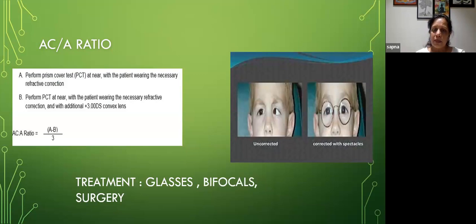And for the bifocal segment, when we give bifocals in the elderly, the lower segment is 30% and the upper segment is 70%. But here it is reversed. The lower segment will be 60% or even 70%, and the upper segment will be 30 or 40%. And we give an executive bifocal.